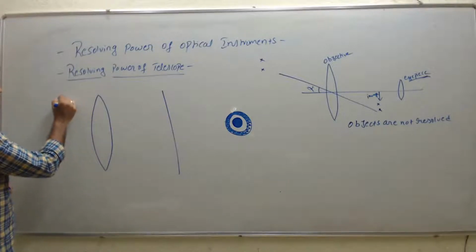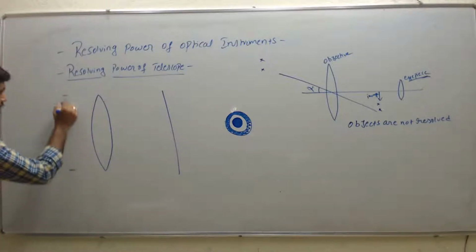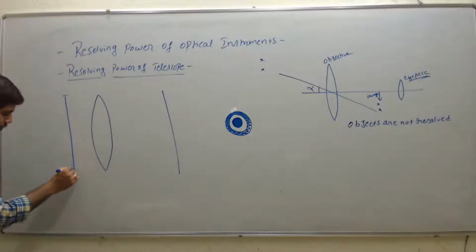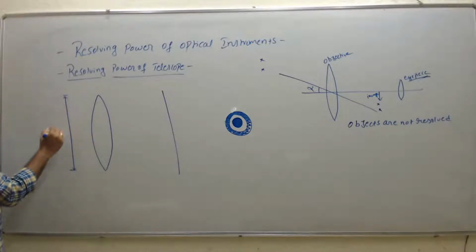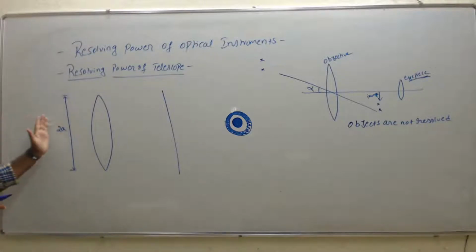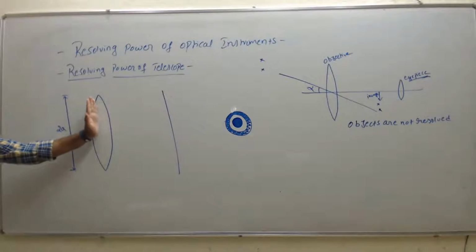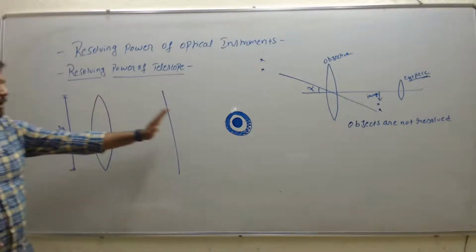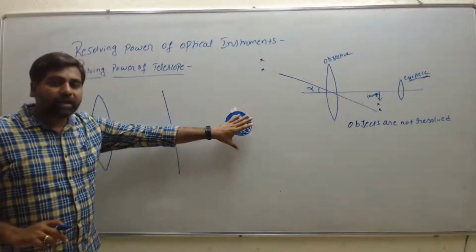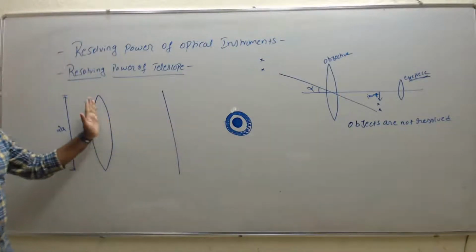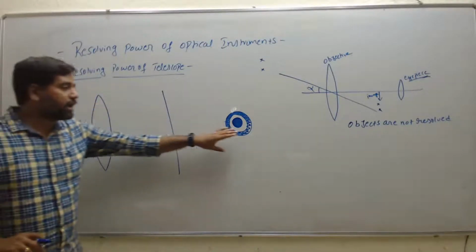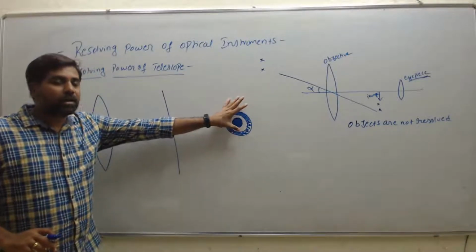So this one is the diameter or aperture of the convex lens. We have taken 2a. So 2a is the diameter of the aperture. This acts as a slit. This one has the circular slit, hence we are getting the circular bright and dark pattern. If the slit is rectangular, then we get the rectangular bright and dark pattern.